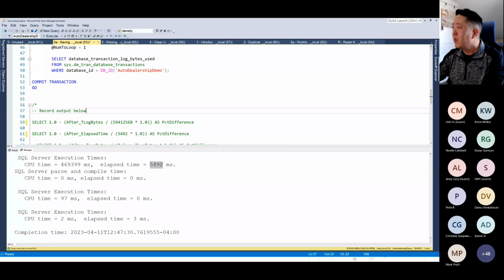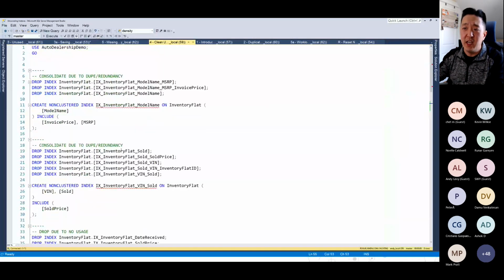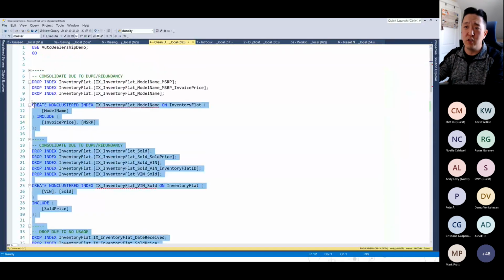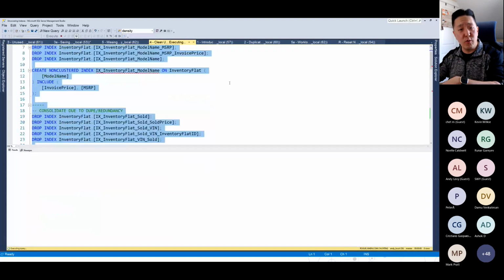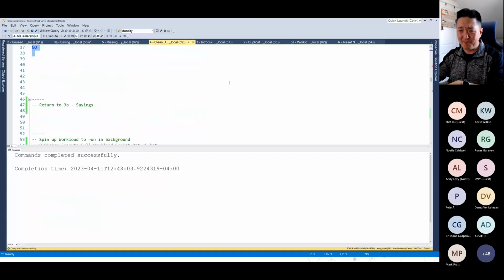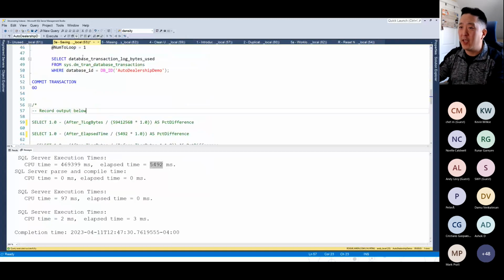54.92. Okay, so what I'm going to do is I happen to have a cleanup script here already. Let's pretend we've gone through the exercise. We've identified the things that are redundant and that we're going to consolidate and all that other kind of good stuff, and then some other things that we're going to nuke. So we're going to just go through this cleanup. Now let's see what kind of savings we actually have.